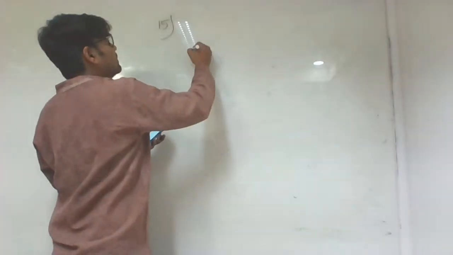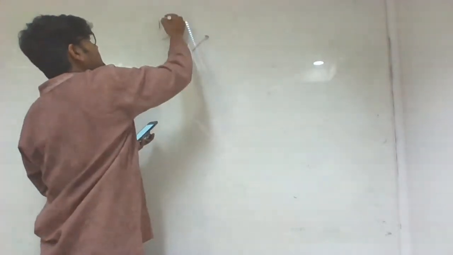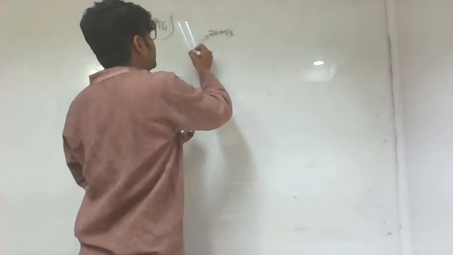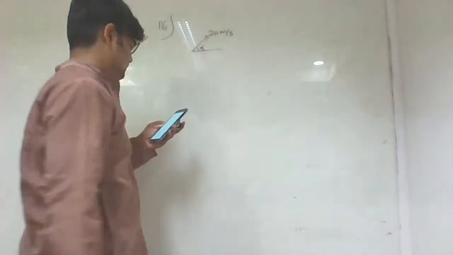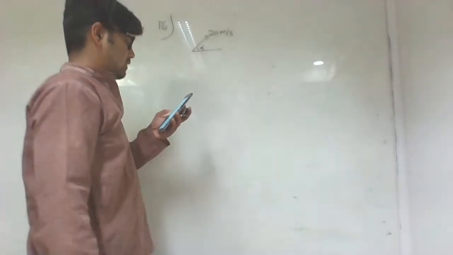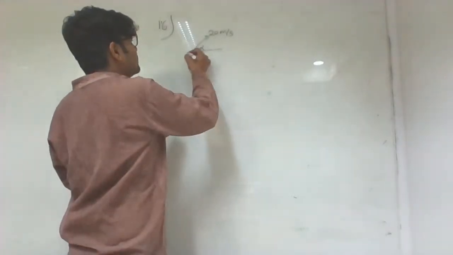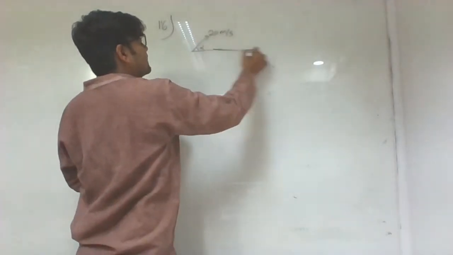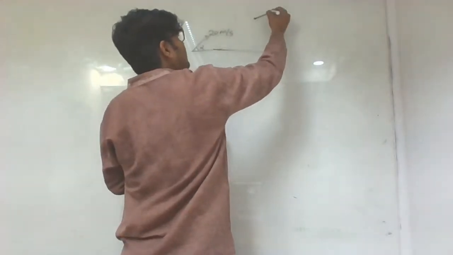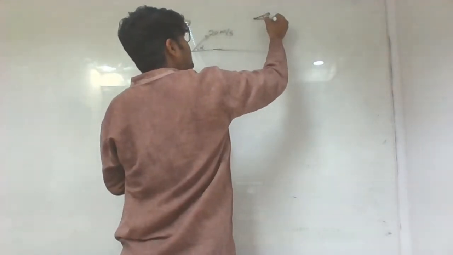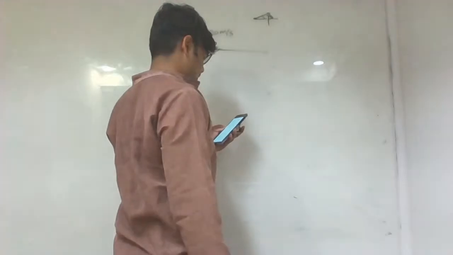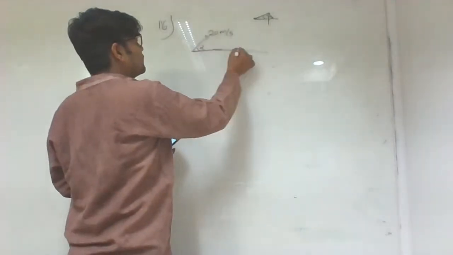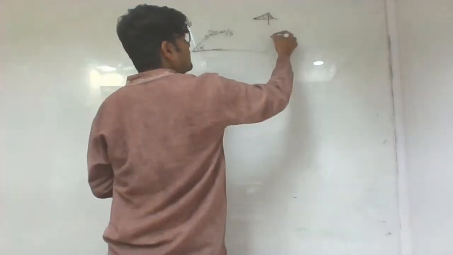Okay, so the projectile, question number 16. A projectile is fired at a velocity of 20 meters per second at an angle alpha. After 10 seconds, it is here, and it makes an angle beta. So we want to find tan beta in terms of alpha.